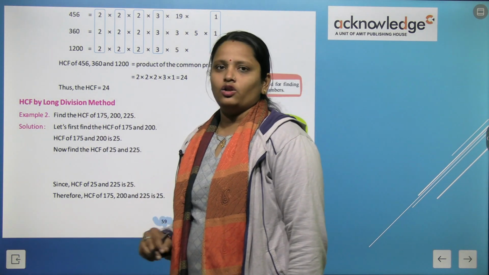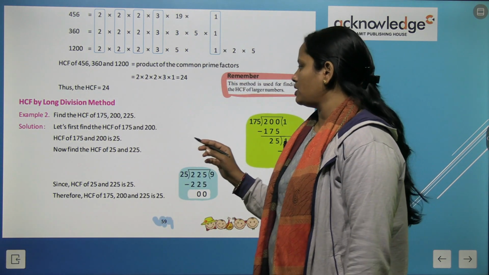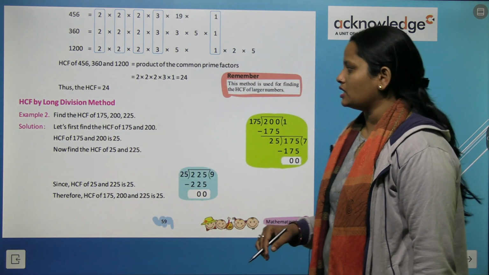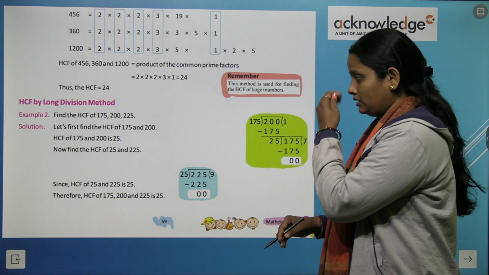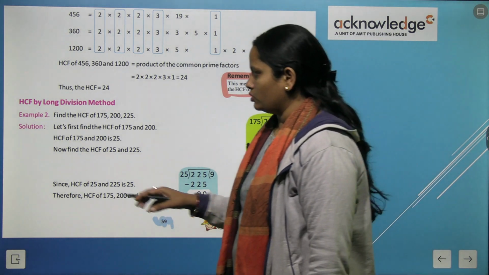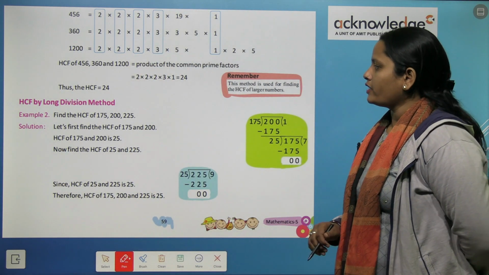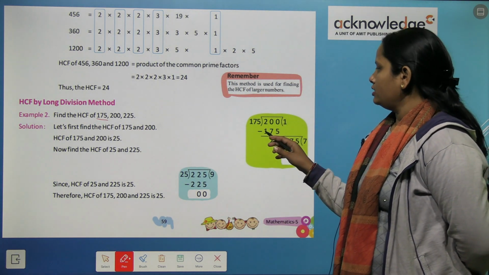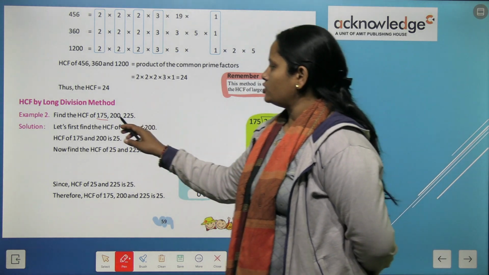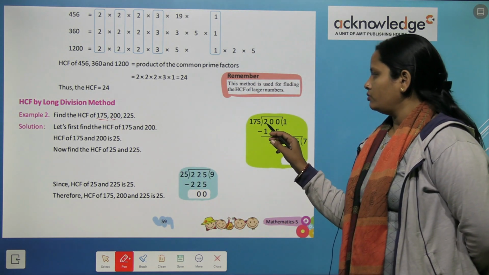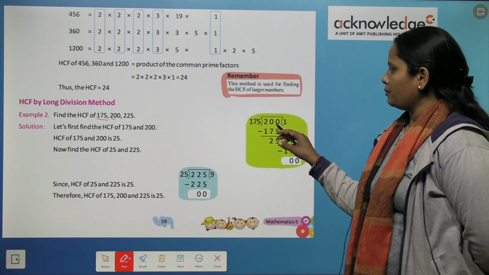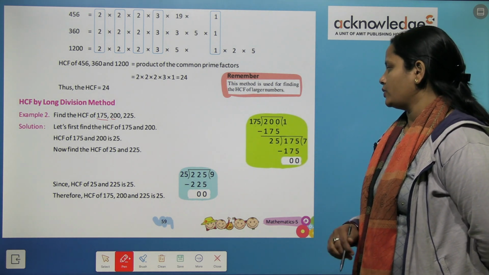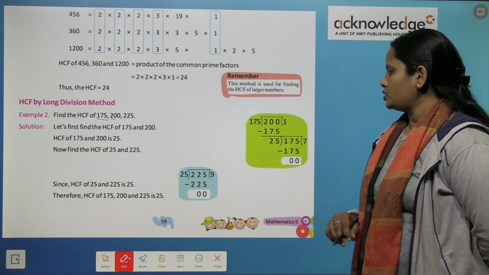Now HCF by long division method. Long division method से कैसे हम HCF निकाल सकते हैं? Find the HCF of these numbers by using the division method. So here let's learn how can we do this. So here first let's find out the HCF of 175 and 200. 200 यहाँ पे लिख दिया हमने, 175 से divide कर रहे हैं. 1 times it's 175. Remainder is 25.